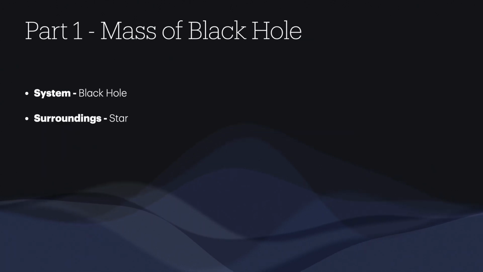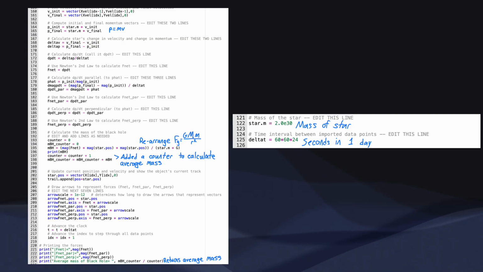So for part 1, the mass of the black hole. The system was the black hole and the surroundings was the star. Here's the code. I'll kind of go through that. I used momentum is equal to mass times velocity in the beginning, and then changed that to final minus initial to get the change in momentum.